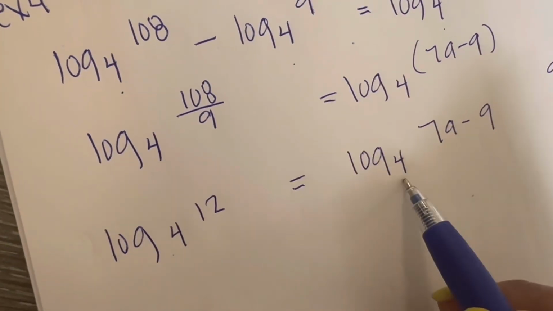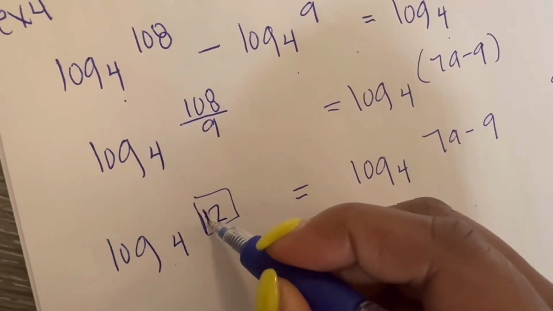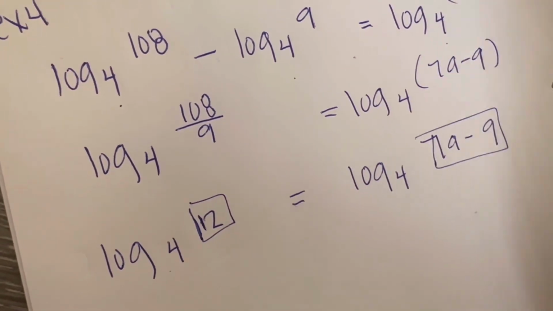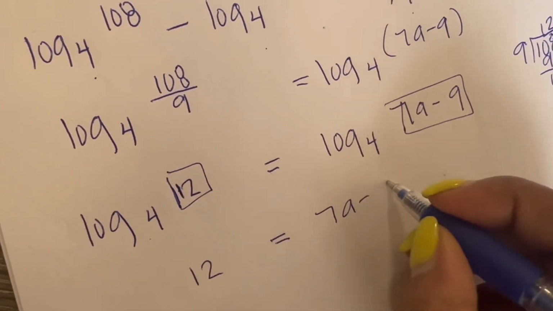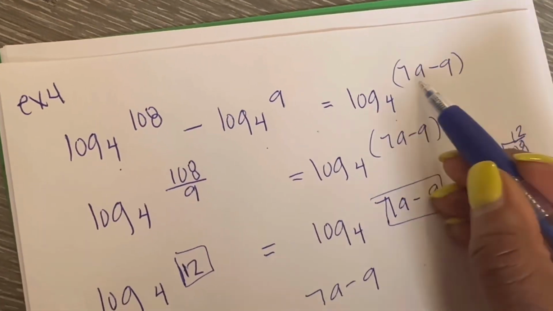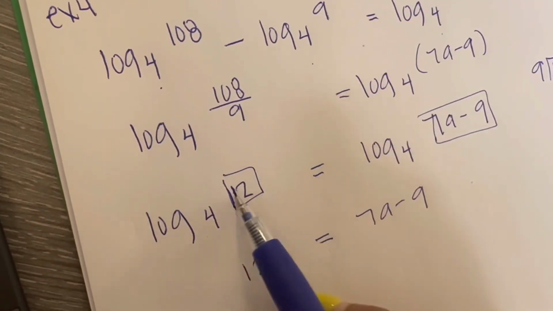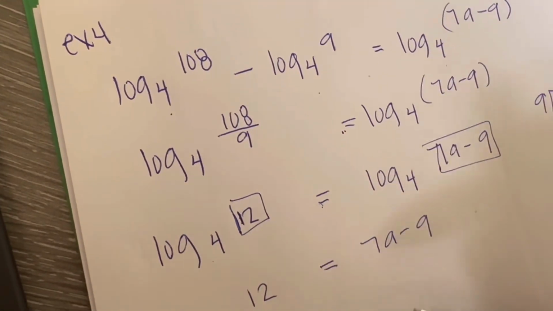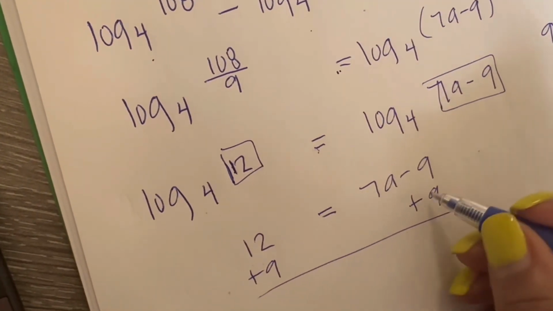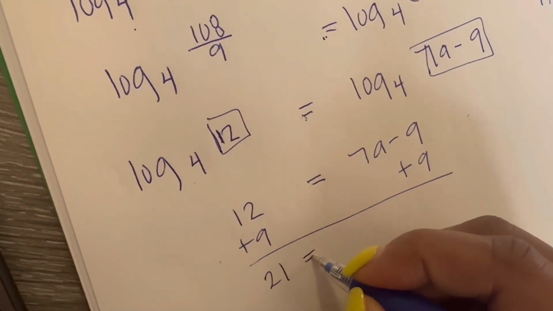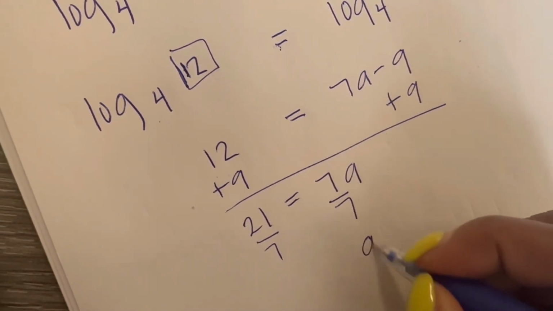Okay, same base, equal. That means set the arguments equal to each other. 12 equals 7a minus 9. 7a minus 9 equals 12 because 108 divided by 9 is 12. Add your 9. It's 21. Divide by 7. A equals 3.